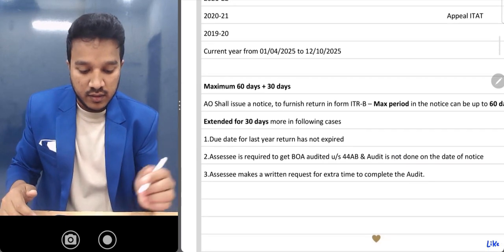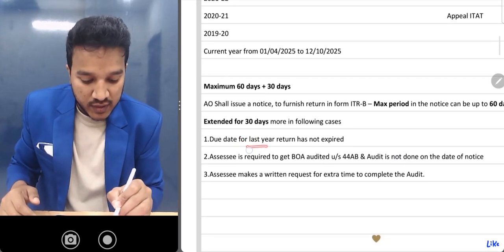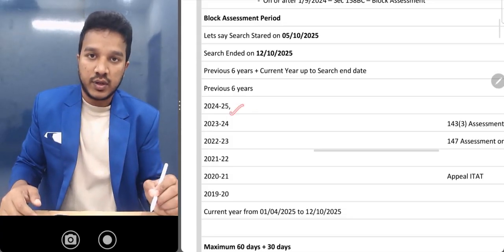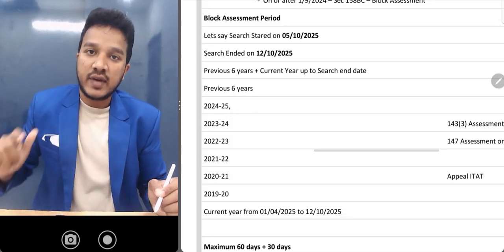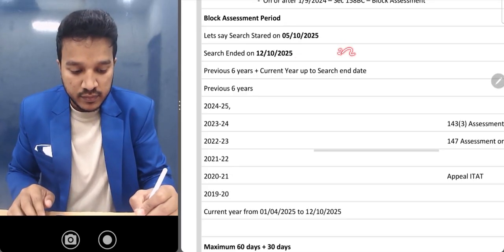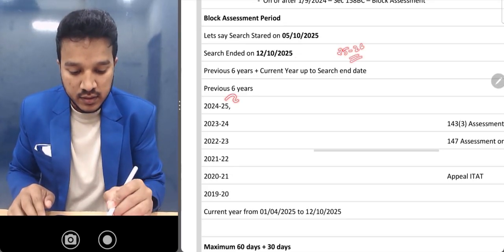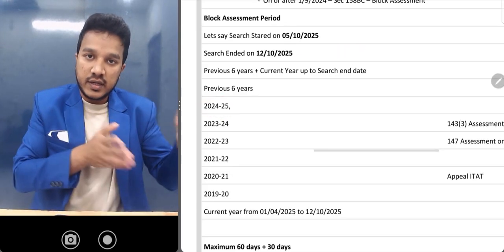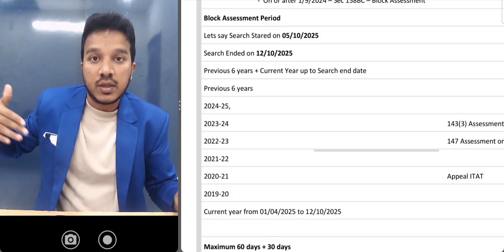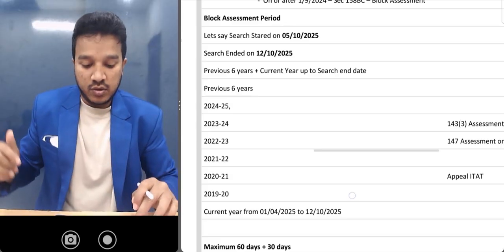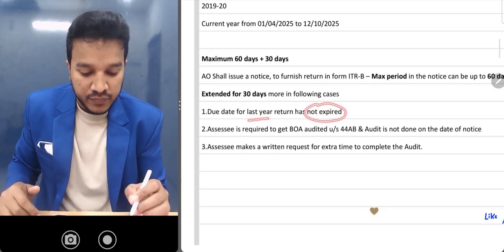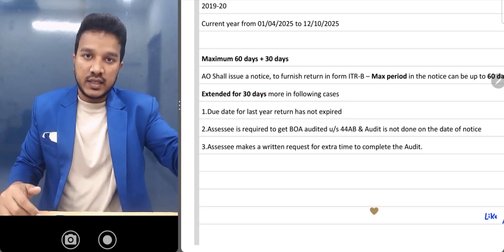Okay. When? What are those situations? When the due date of the last year of the return has not expired. Let's say this is your previous year 24-25. Okay, what is the due date to file the ROI? July 31st. That will fall under 25-26. ये 24-25 का return you will file in 25-26. Like practically if you see previous year the due date was up to September 30th. Okay, in those cases, if the due date of the last year has not expired, then in that case they will give you additional 30 days.